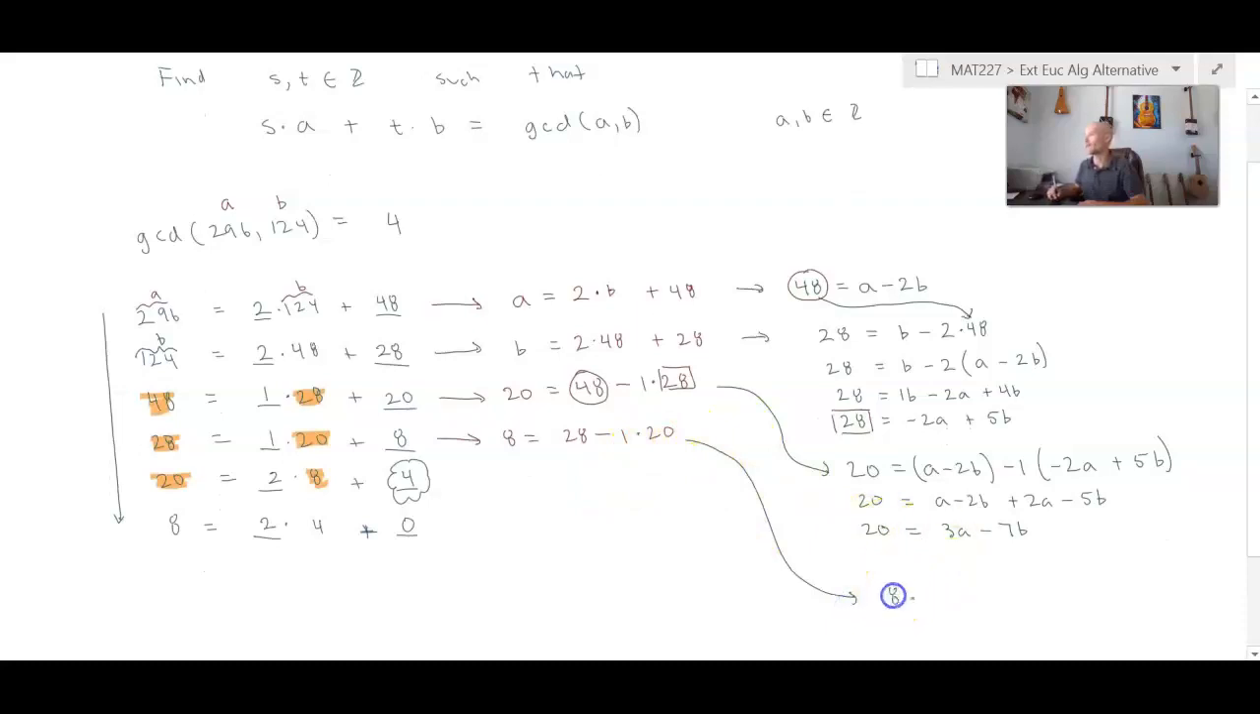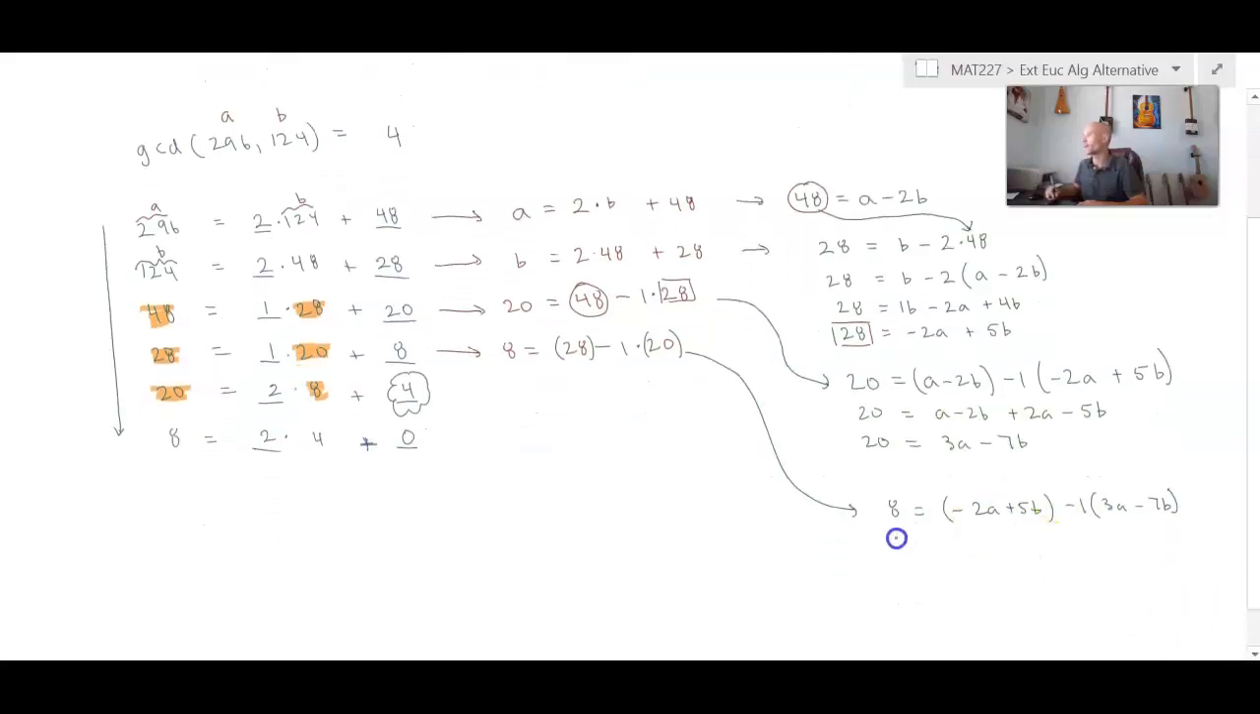And so we have 8 is equal to 28. Okay, 28 is equal to negative 2a plus 5b. So all I've done there is just replaced 28 with what it is equal to. Minus 1 times 20, well, 20 is equal to 3a minus 7b. Okay, combine like terms, negative 2a plus 5b, distribute the negative 1. That gives me this quantity, and I get 8 is equal to negative 5a, combining like terms, plus 12b.